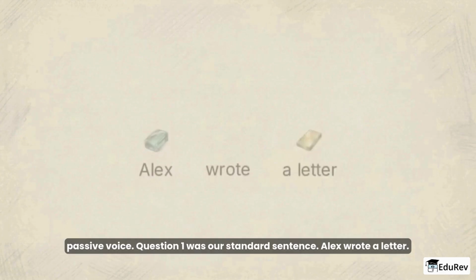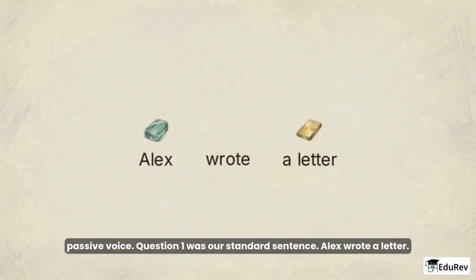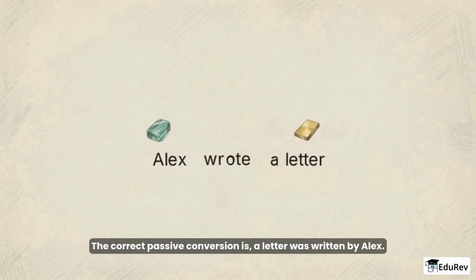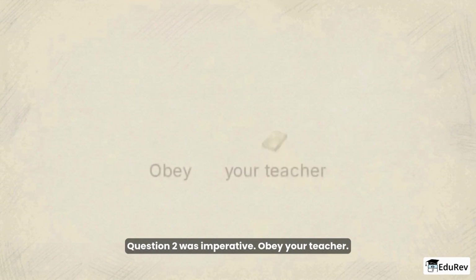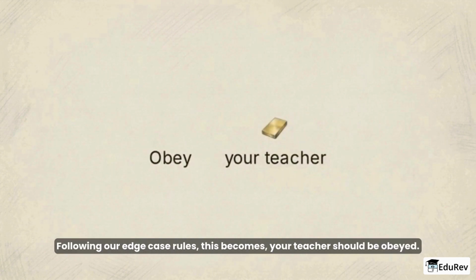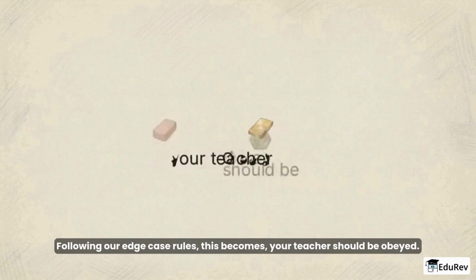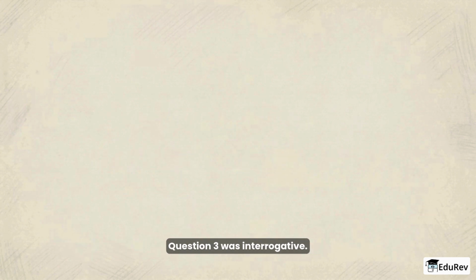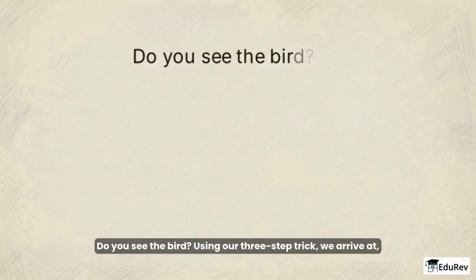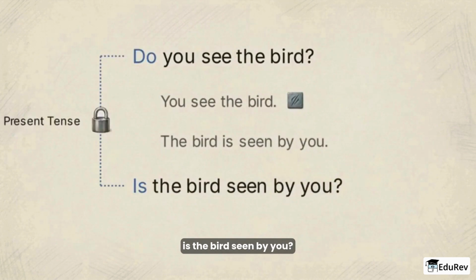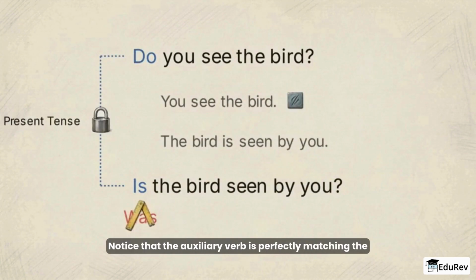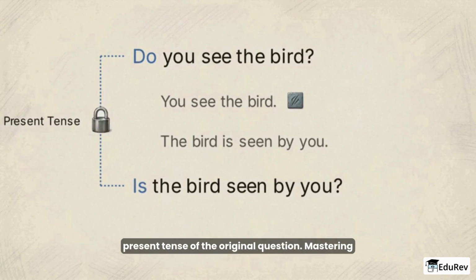Question 1 was our standard sentence. Alex wrote a letter. The correct passive conversion is a letter was written by Alex. Question 2 was imperative. Obey your teacher. Following our edge case rules, this becomes your teacher should be obeyed. Question 3 was interrogative. Do you see the bird? Using our three-step trick, we arrive at is the bird seen by you? Notice that the auxiliary verb is perfectly matches the present tense of the original question.